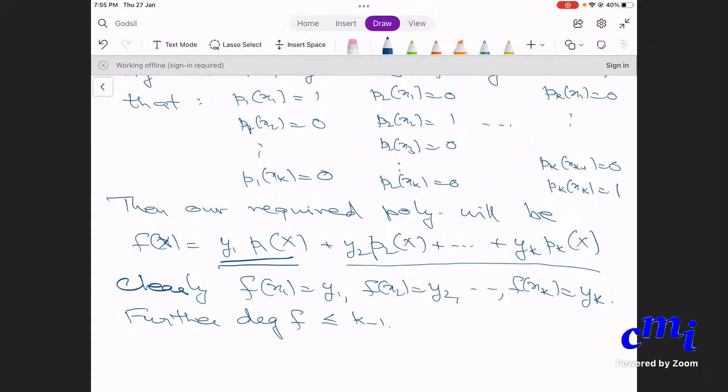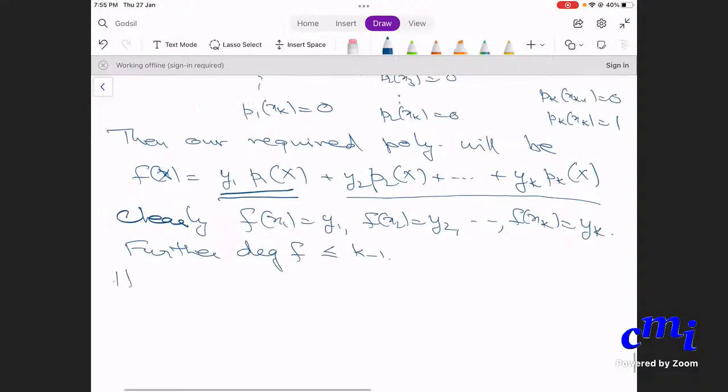So how do you find a polynomial? How do you find these p1 up to pk? That is not hard to do, right? You want a polynomial which has to be 0 at x2, x3, x4 and all. So it better be divisible by x minus x2, x minus x3, x minus x4, and so on.